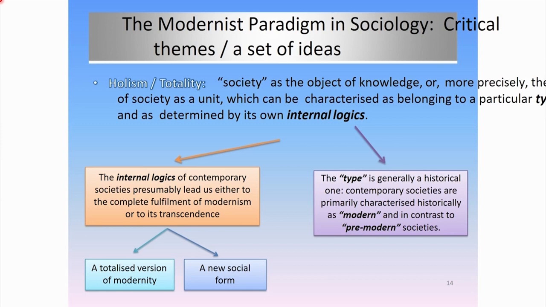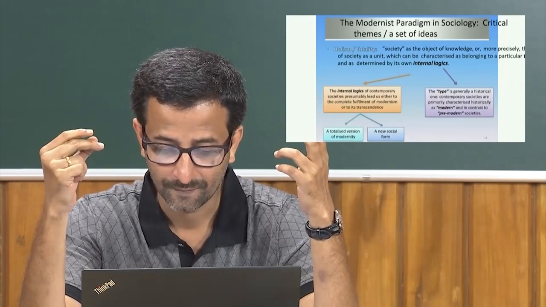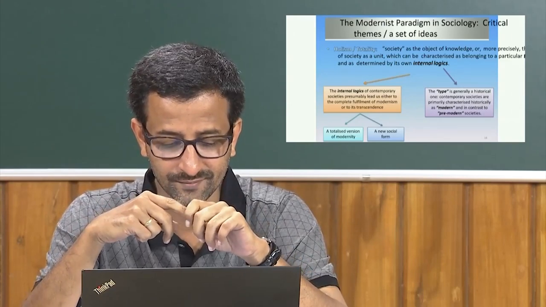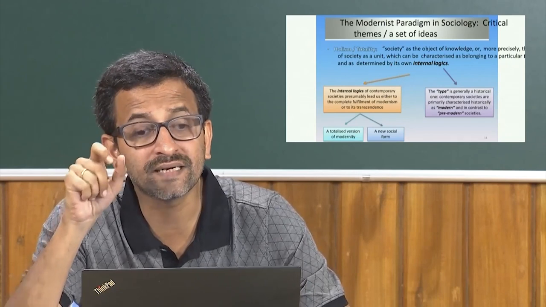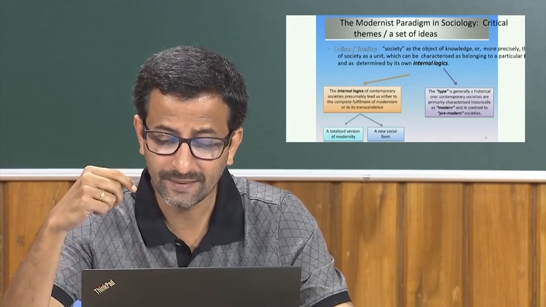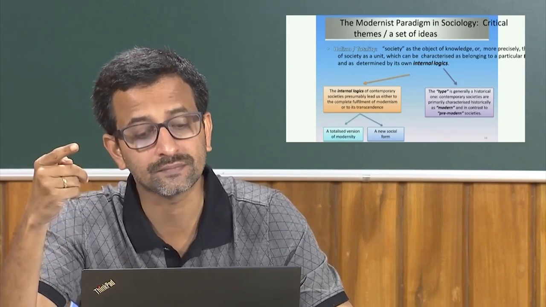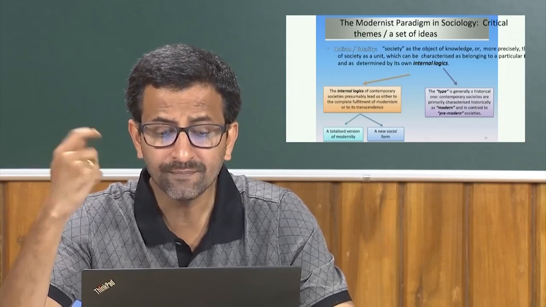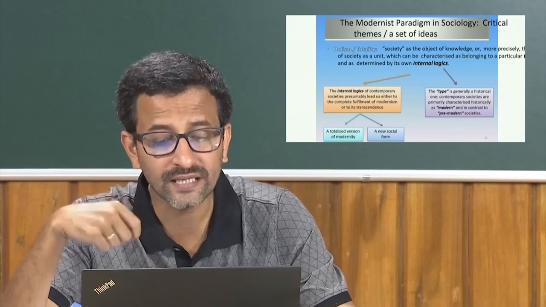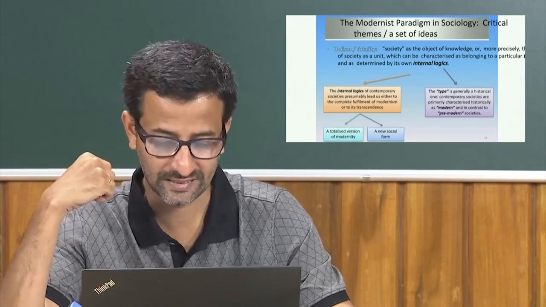Now, what we will see? The initial and ultimately central idea of sociological modernism is that of holism or totality, of society as the object of knowledge, or more precisely, the idea of society as a single unit, which can be characterized as belonging to a particular type and as determined by its own internal logics. Then what do we mean by a particular type? The type which contemporary societies are seen as belonging to in this approach is generally a historical one. That is to say, contemporary societies are primarily characterized historically as modern and in contrast to pre-modern societies.